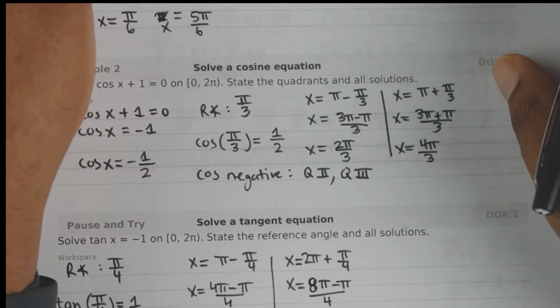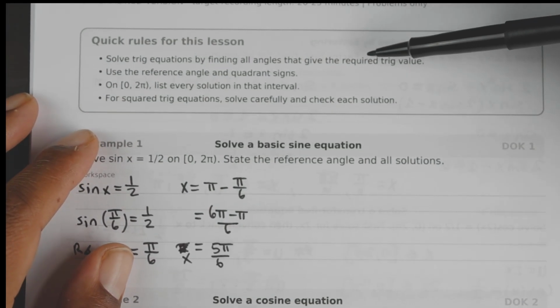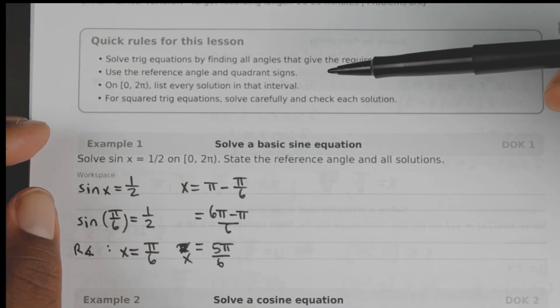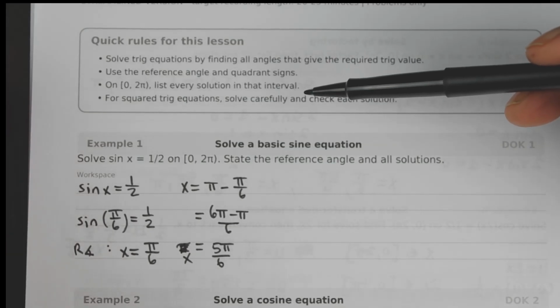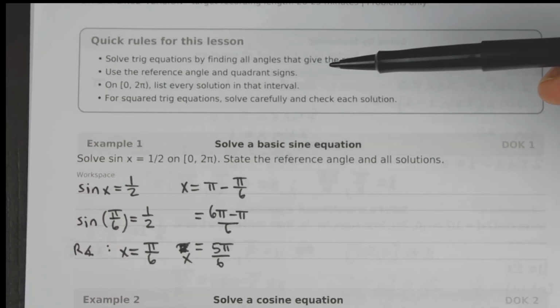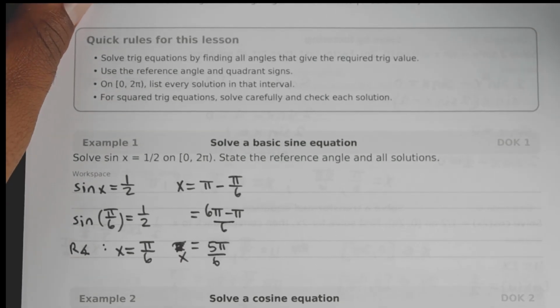So just to review the quick rules: when you're solving trigonometric equations, you want to solve them by finding all the angles that give the required trig value. Use the reference angle and the quadrant signs. On the intervals, you need to list every value. Make sure you double check the graph as well. And then for squared trig equations, solve carefully and check each solution.